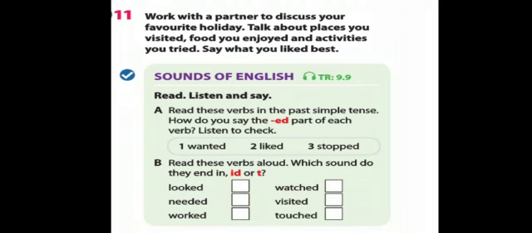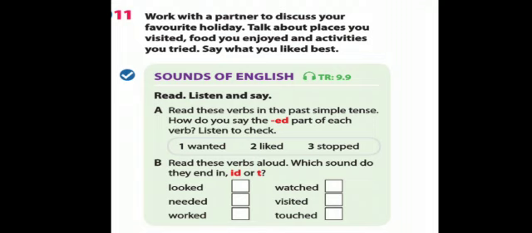Let's see which one of them will take id and which one will take t. Here, number 1, look. It ends with k. So when it ends with k, I will read ed as t. So it will be looked. Needed, need. It ends with d. So when the verb ends with d or t, I will read the ed as id. So it will be needed. 3, work. Work here ends with k and we added ed. So when the verb ends with k and plus ed, we will read the ed as a t. So it will be worked.